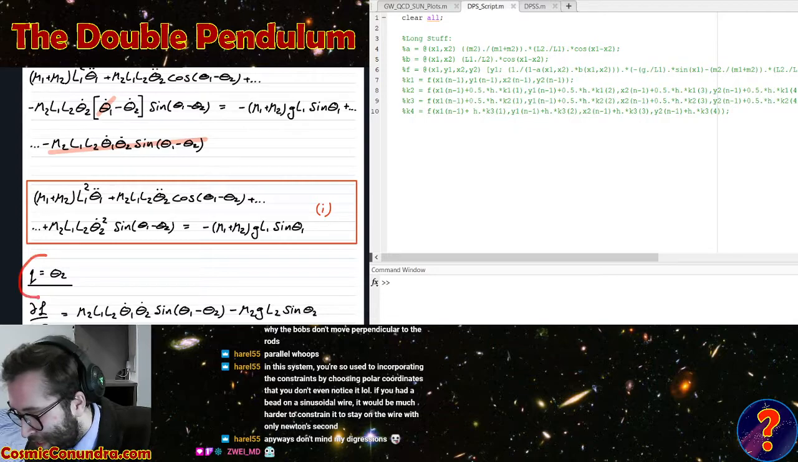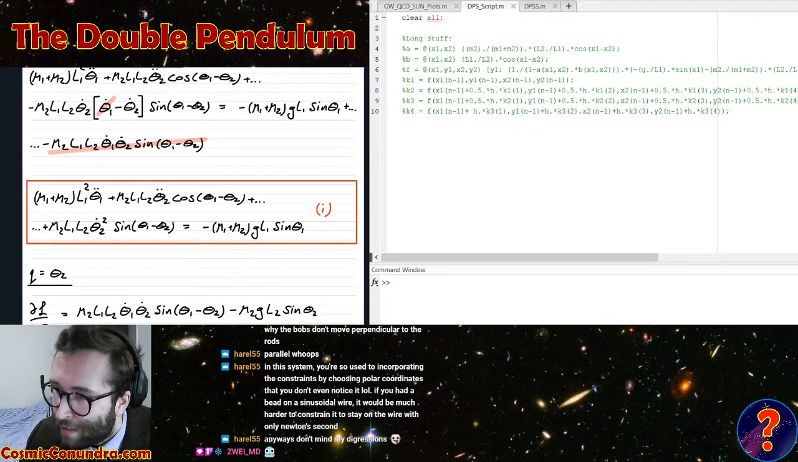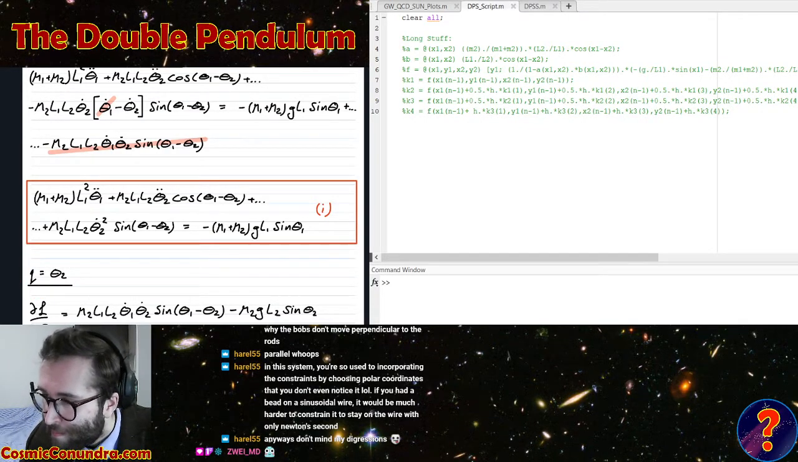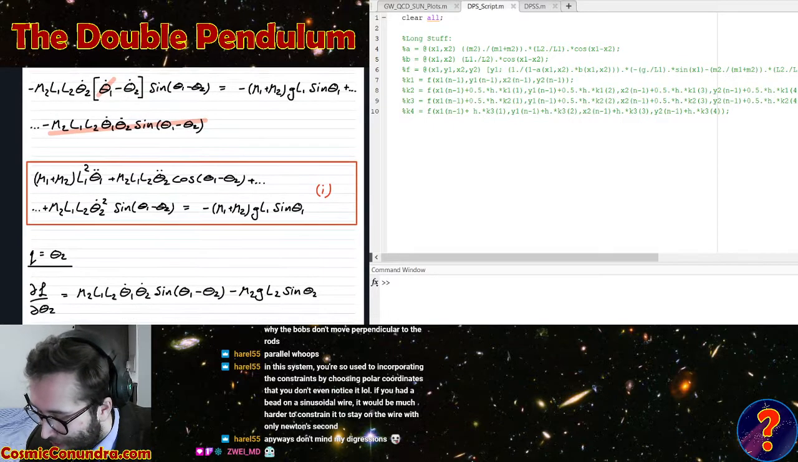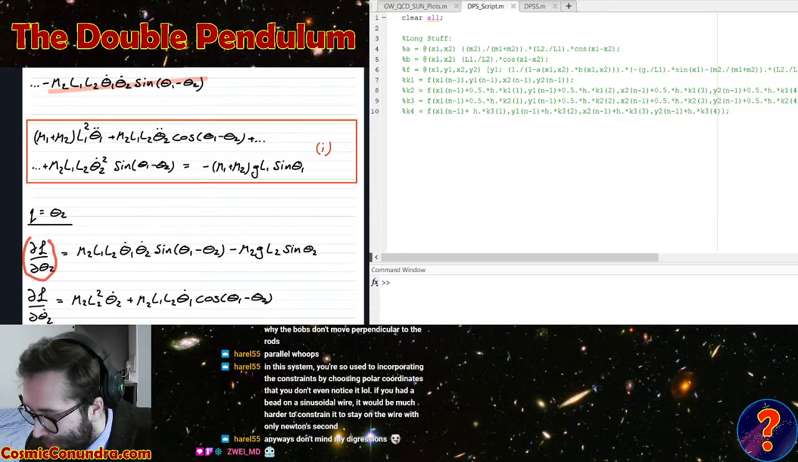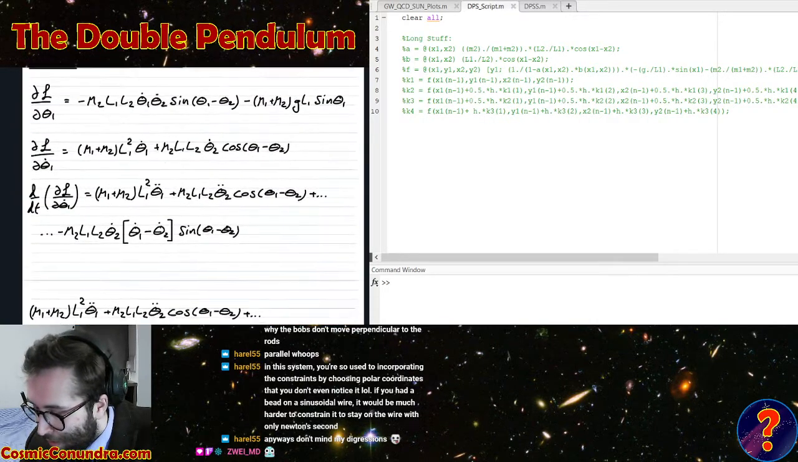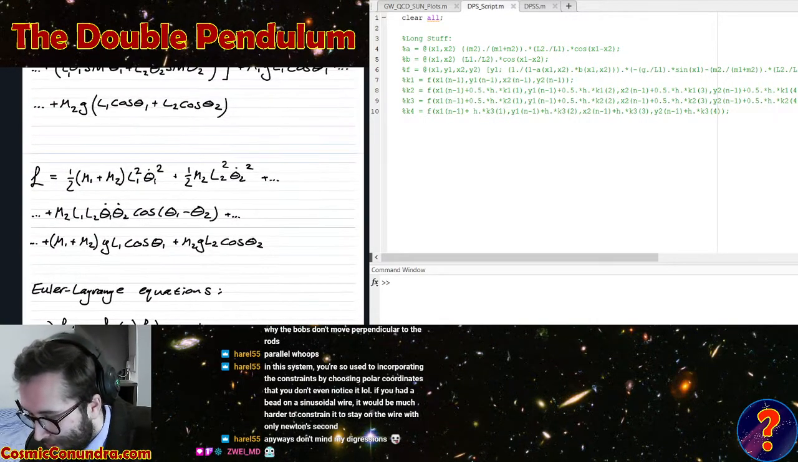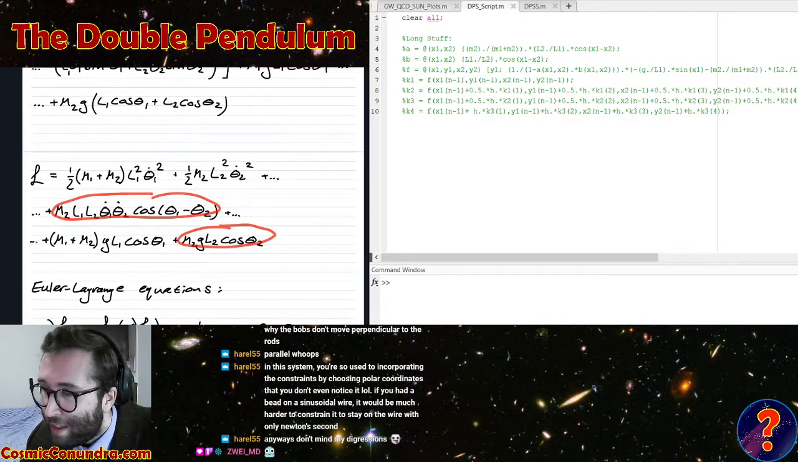Then we have the second Euler-Lagrange equation to derive. So we put this in. First, we look for the derivative of the Lagrangian with respect to theta 2. And if we go back up to where the Lagrangian is, the terms that depend on θ2 are the same terms, actually no, not quite the same terms, are these two here that depend explicitly on θ2.